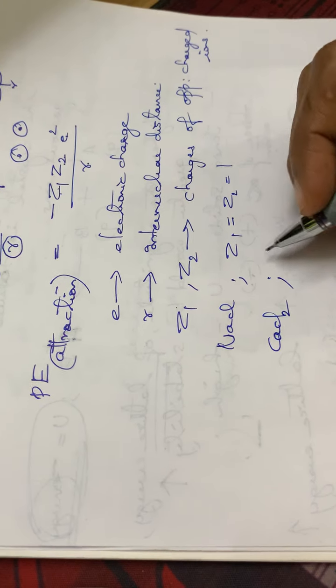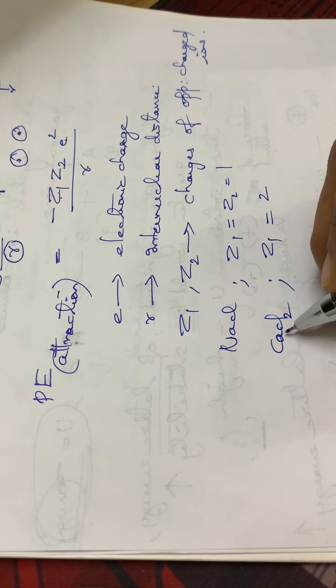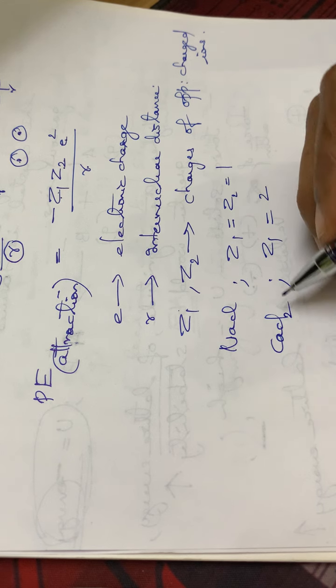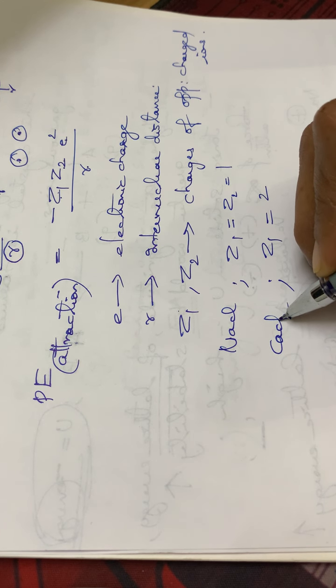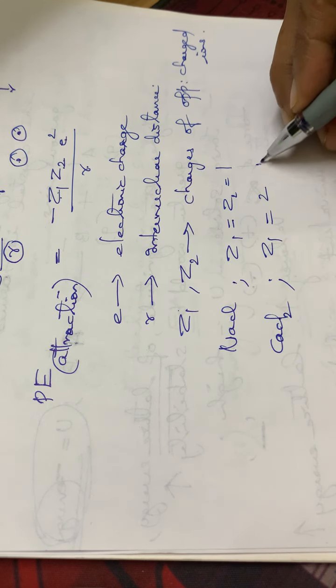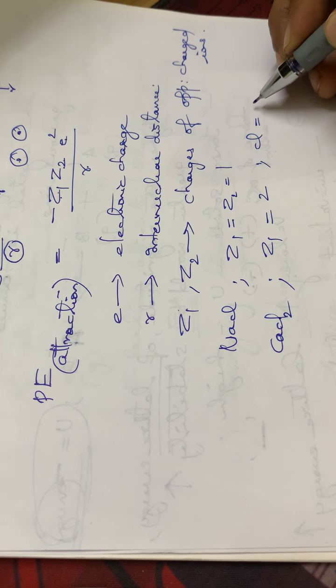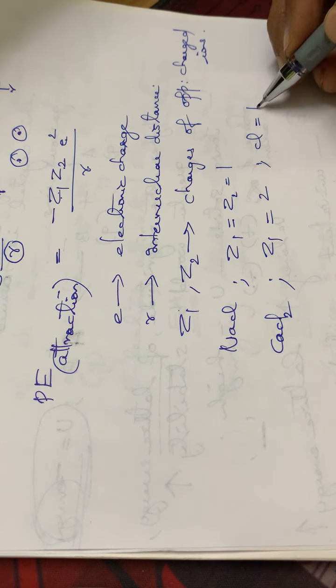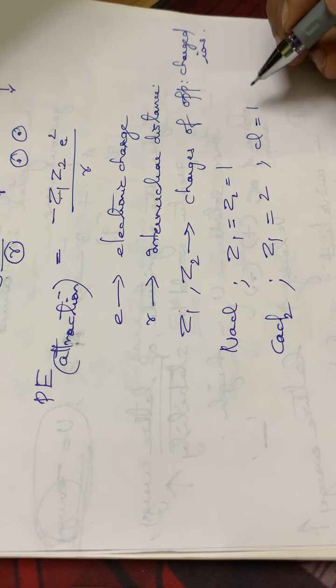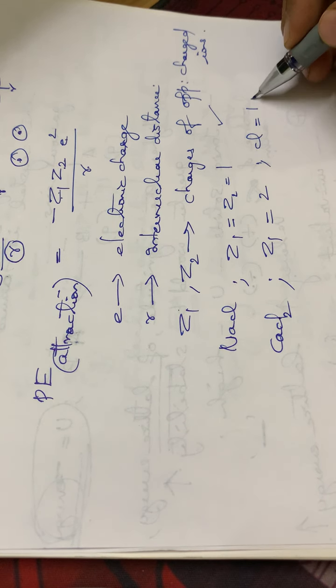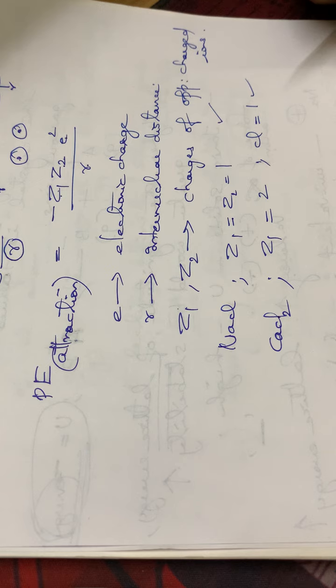And in the case of calcium chloride, what happens? This Z1 is equal to 2. That means the valency of calcium is 2, isn't it? Then Z2 is the valency of chlorine, or the charge of chlorine, and the charge of chlorine is negative 1. We have to neglect the negative sign, so it is 1. Okay. So likewise we can write the charges of oppositely charged ions Z1 and Z2.